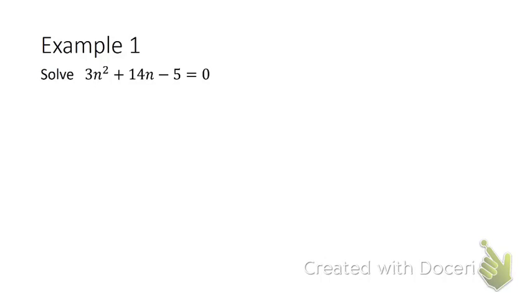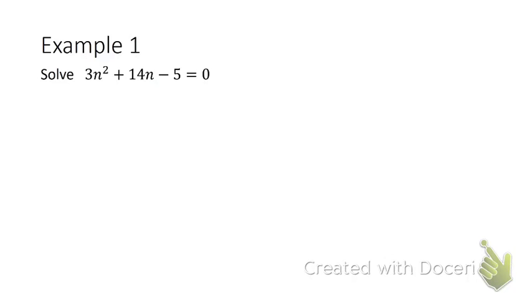So just to review back over that, remember we have to check and see if 3n squared, 14n, and negative 5 all have something in common. No, they do not.